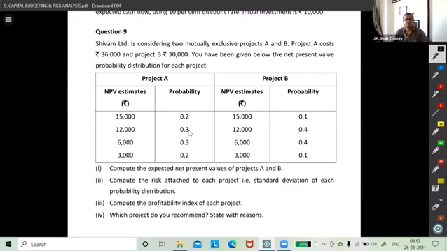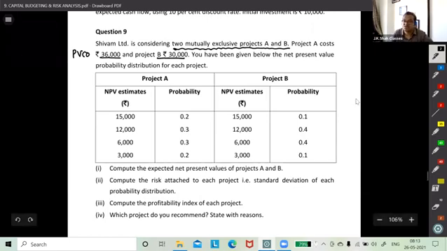Shivang Limited is considering two mutually exclusive projects, A and B. Project A costs 36,000. Project B costs 30,000. So, as usual, PVCOs are given. You have been given below the net present value probability distribution. Guys, hello, hello. What is this, probability distribution of NPV?